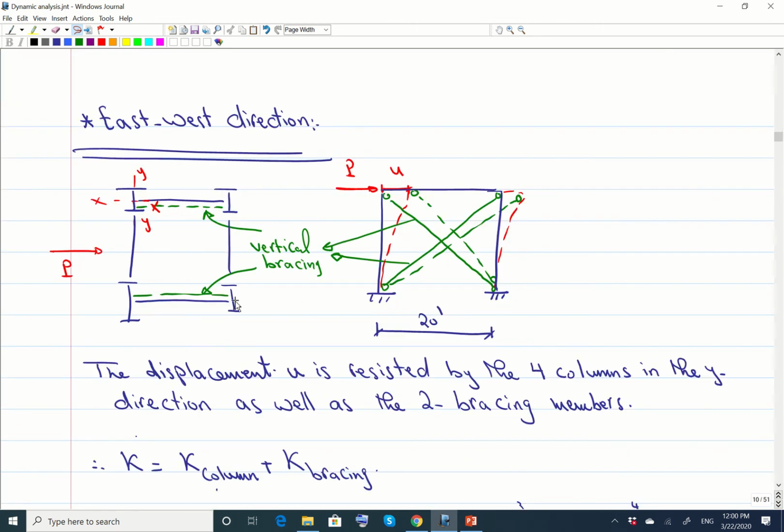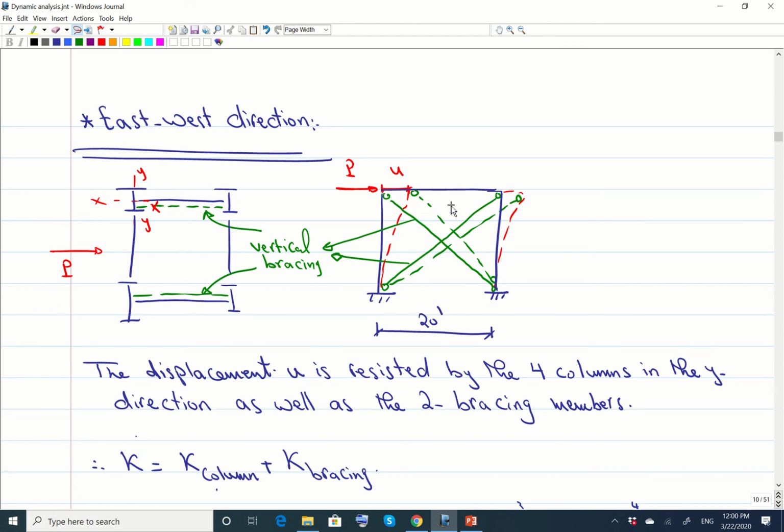In the east-west direction, this is the force in the east-west direction, like this. What's going to be resisting? So this is a section over here. You have P, and this is the frame and the bracing over here. You apply P, the frame is going to drift with a displacement U like this. The dotted lines here represent the deformed shape.